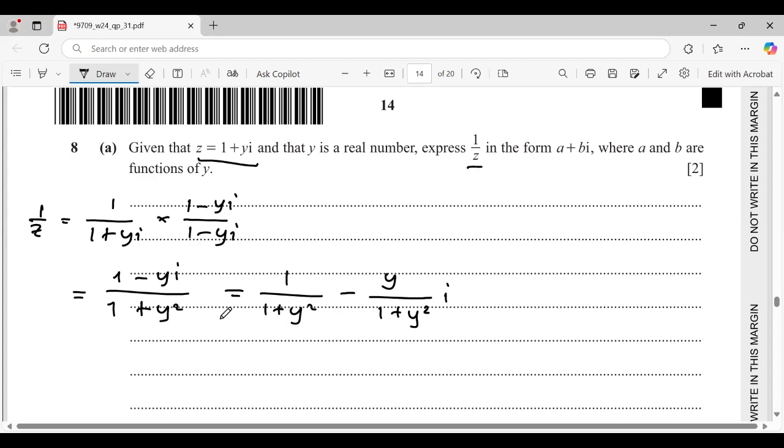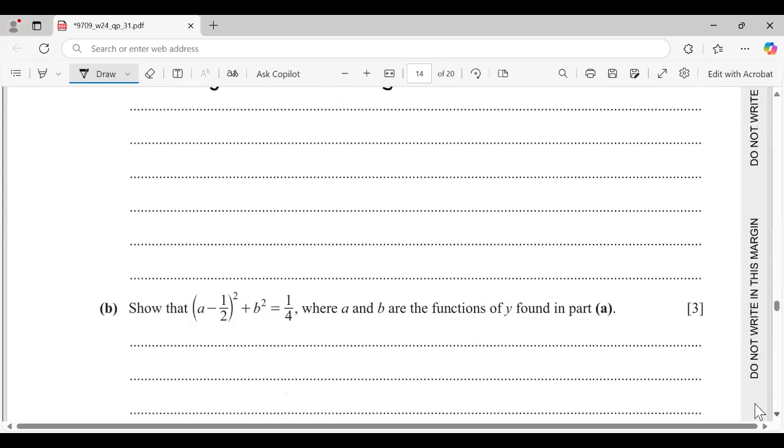So it means a equals 1 over 1 plus y squared, while b equals minus y over 1 plus y squared, based on this information. Okay. Next question.